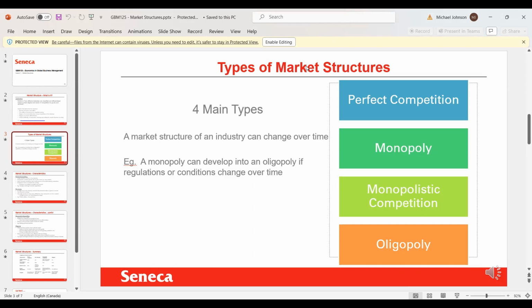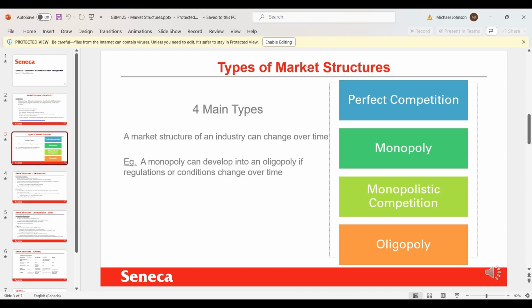Also, fast food falls under that here. So they can differentiate themselves, so they're a bit different than the competition, and then they can charge higher prices to do that. Oligopoly is when companies are in an industry where there's not a lot of competition.